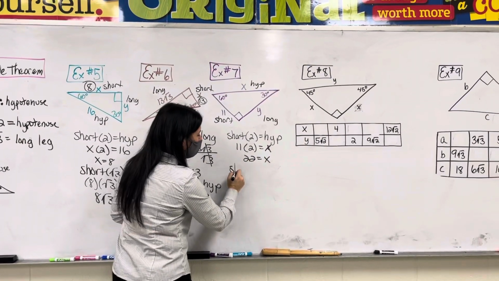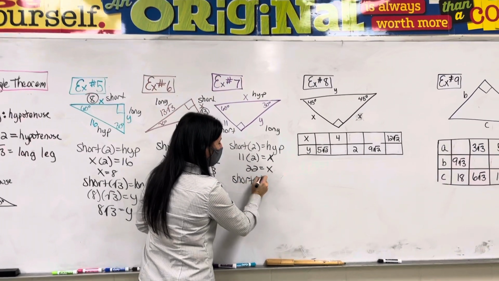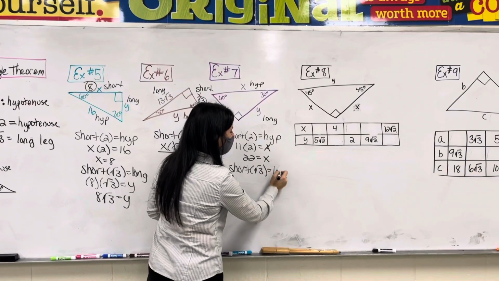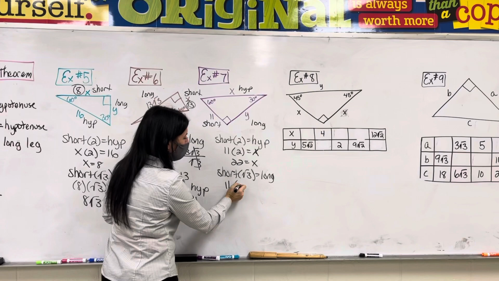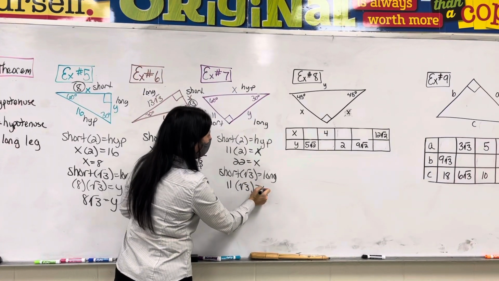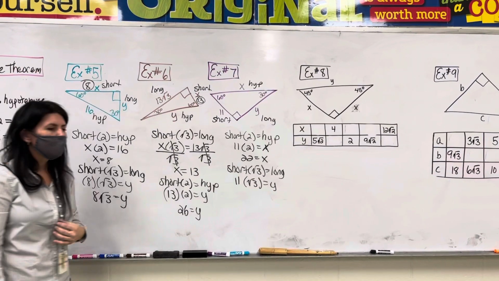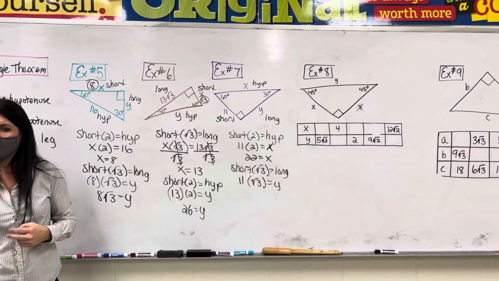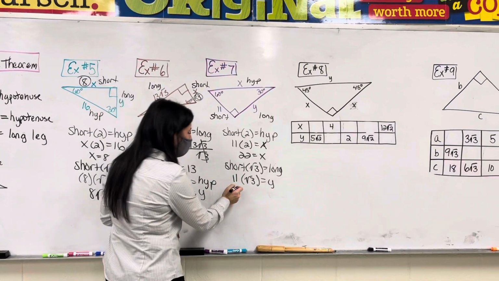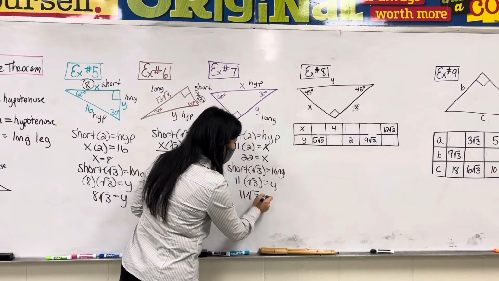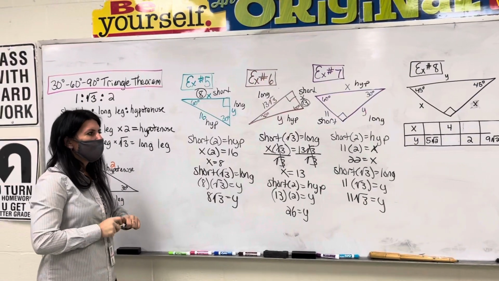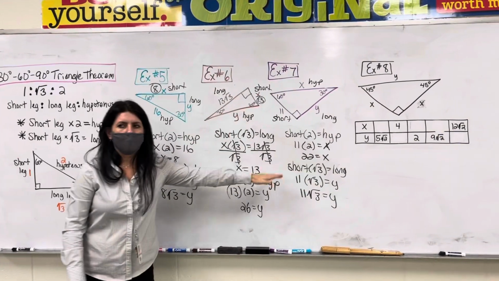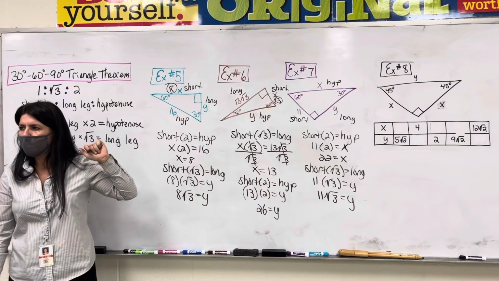Now I can use my other rule. Short times the square root of 3 equals long. Short is 11. Long is y. So what is my long side, or what is y? 11 square root of 3. Don't overthink that. Questions so far on this idea with 30, 60, 90 before I keep going?